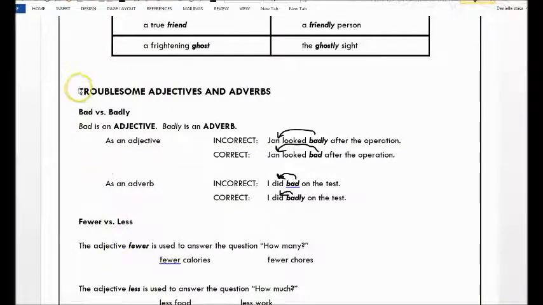Now we're going to look specifically at some troublesome adjective and adverb pairings. At this point, you may want to turn the volume up because the second half of the video is softer.